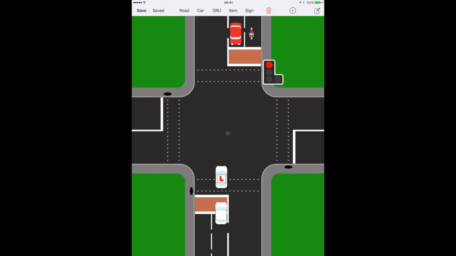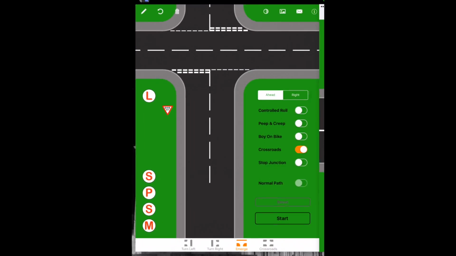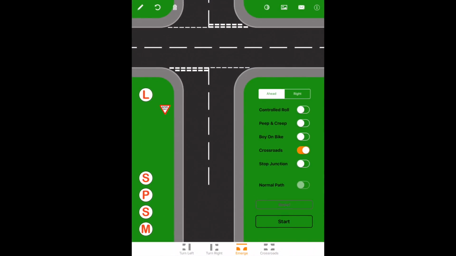So, on the approach to a crossroad, it's really important that you apply and use your MSPSL routine. So mirrors, signal, position, speed and look. And a lot of the same things that you've done with your turns and emerges are going to apply at crossroads. For example, you'll be checking the same mirrors to turn left and right. You'll be signalling in the same way, obviously signalling left to turn left and signalling right to turn right.